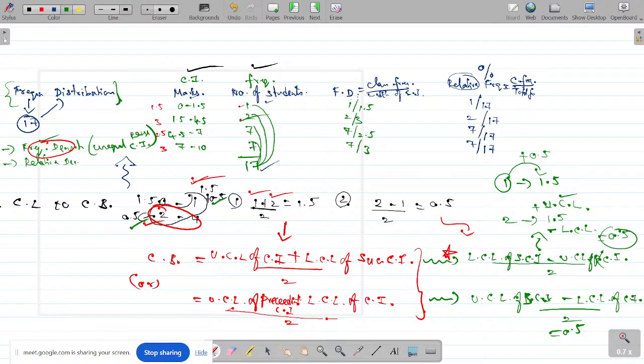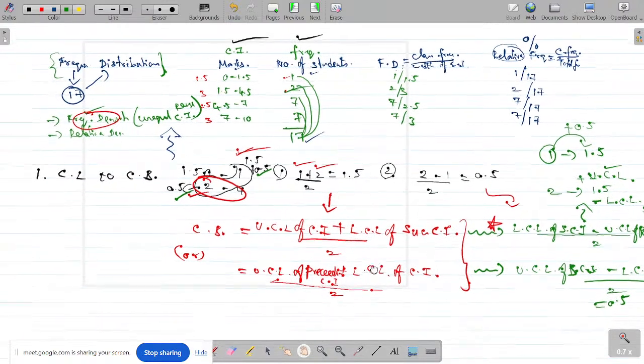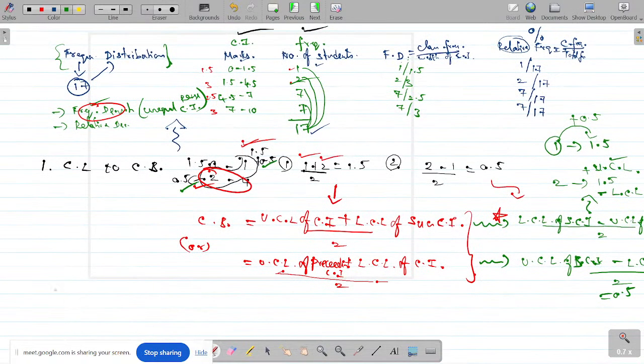Shall I go for the next heading? Next heading is, you have to find the mid value. Mid value, or we use the term midpoint of a class interval. For convenience, for each and every class interval you can find it. I'll take the last class interval, 7 to 10. What is the mid value? You have to find the mid value.